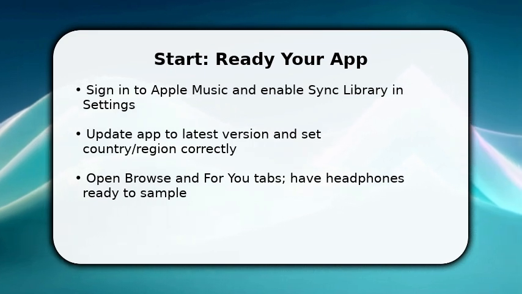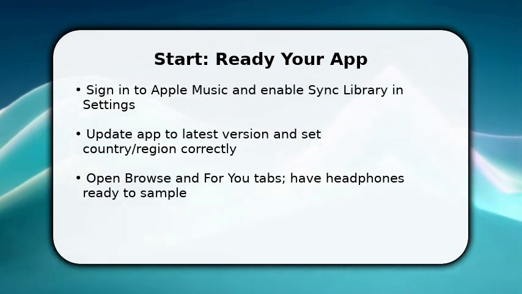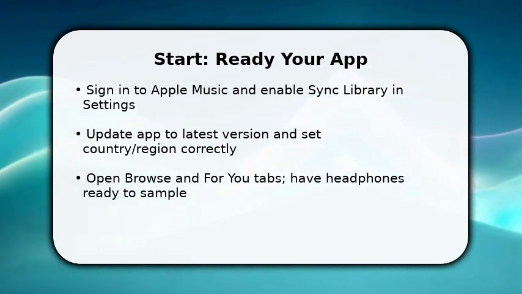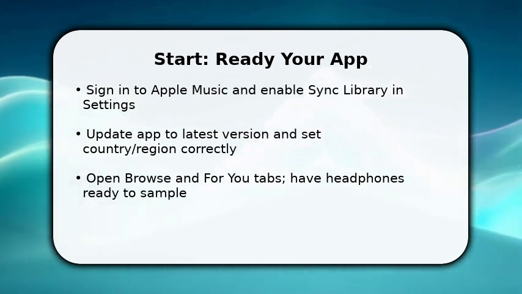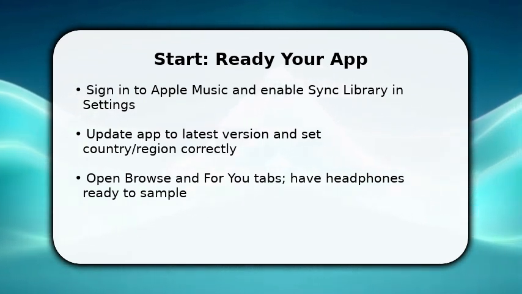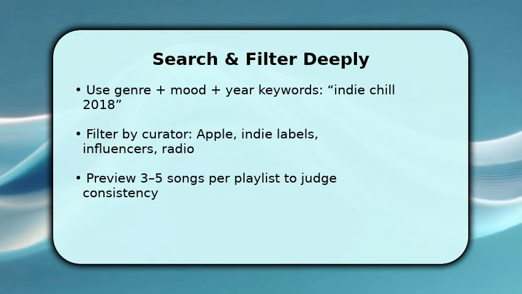Start sampling 30 to 60-second clips of playlists you like and tap the heart or follow icons. This trains recommendations. Once done, note any curator names or playlist titles you like for deeper search and follow them immediately. Now you'll dig deeper.